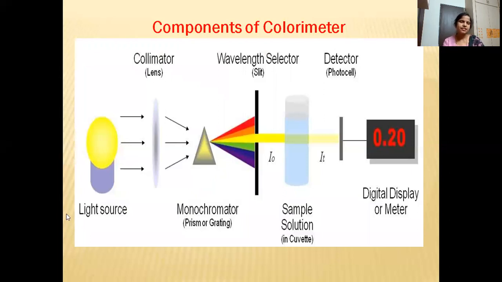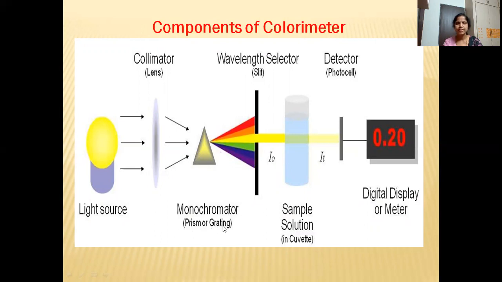So as I said, it should have a light source, then a collimator lens and a monochromator. The light source, generally in a colorimeter, since we are doing the experiment in visible light, is a tungsten filament. That tungsten is acting as the light source here. The light falls on the collimator lens, then falls on the monochromator, which is made up of prism or gratings.